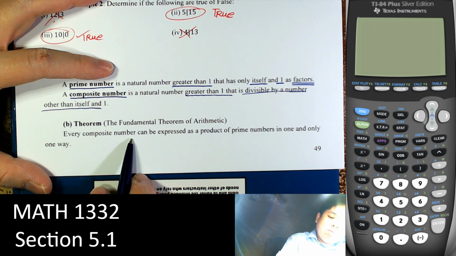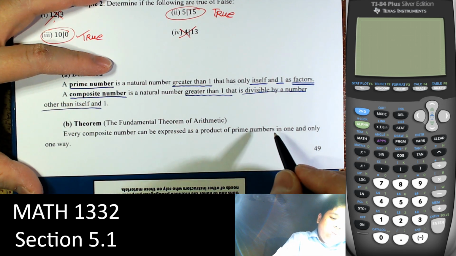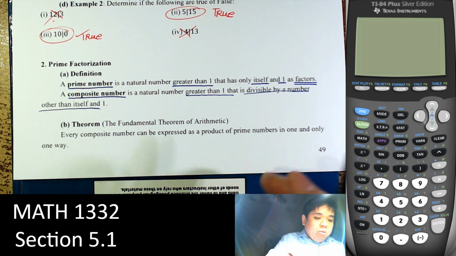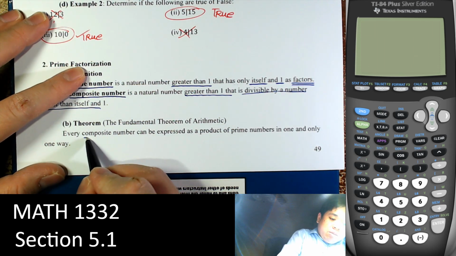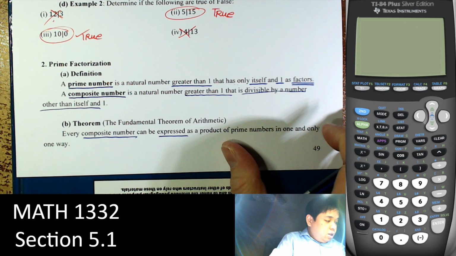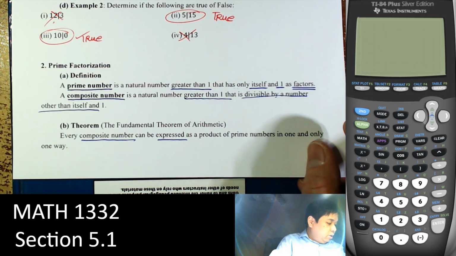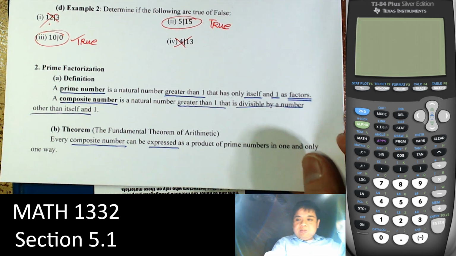Every composite number can be expressed as a product of prime numbers in one and only one way. Every composite number can be expressed as a product of prime numbers in one way only. We'll see that in a minute.